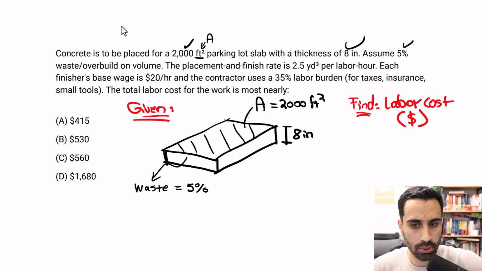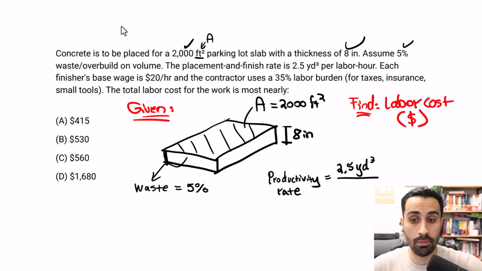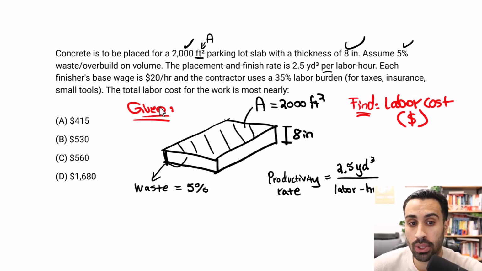The placement finish rate is 2.5 cubic yards per labor hour. So that's a productivity rate. So let's write that productivity rate. And that is going to be given as 2.5 cubic yards per labor hour. Now, each finisher's base wage, so we're given the wage that we pay for each finisher, which is technically the labor. The labor is $20 per hour.